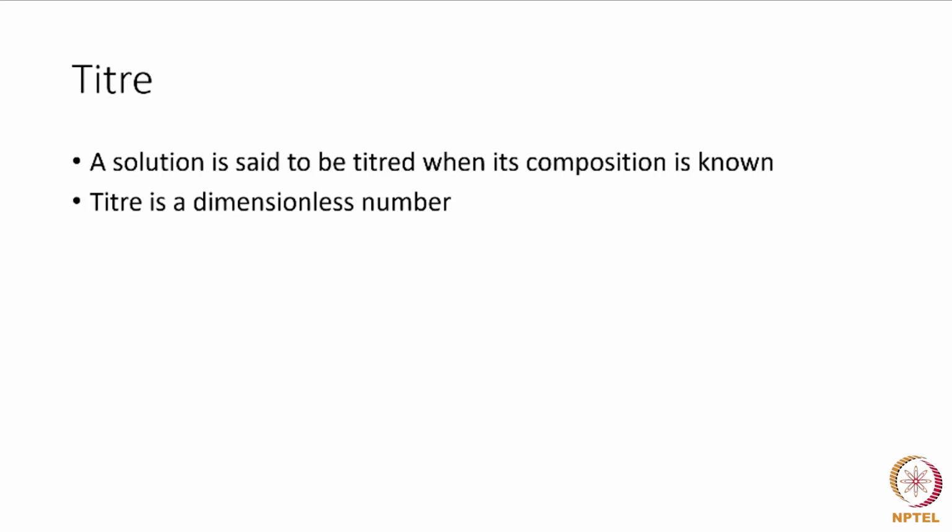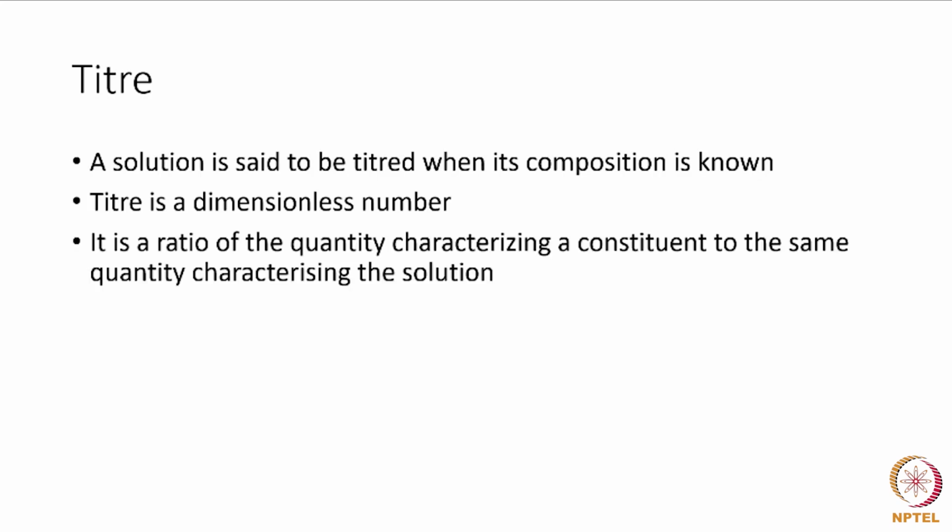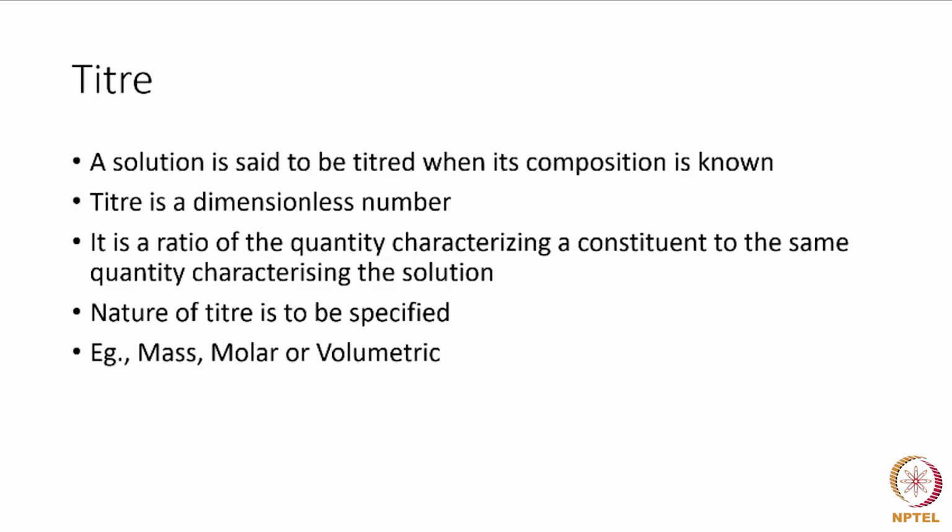Titer is a dimensionless number. It is a ratio of the quantity characterizing a constituent to the same quantity characterizing the solution. The nature of the titer is to be specified. That is, the quantity that is characterizing the constituent, is it specified in terms of its mass, or in terms of its moles, or in terms of its volume? So it's a volume titer, or a molar titer, or a mass titer that we need to specify when we want to determine the composition of a solution.